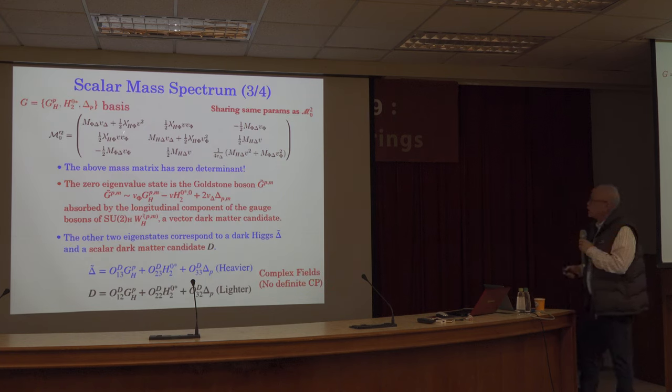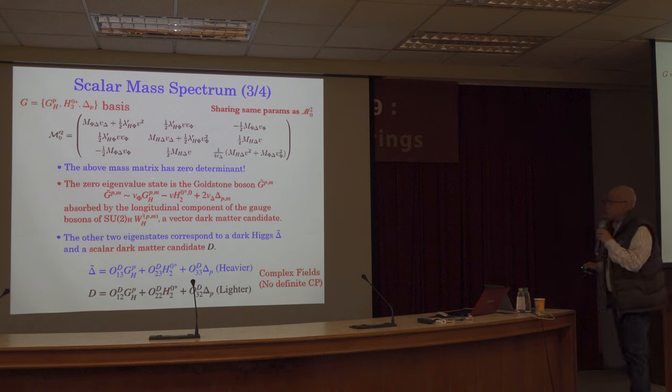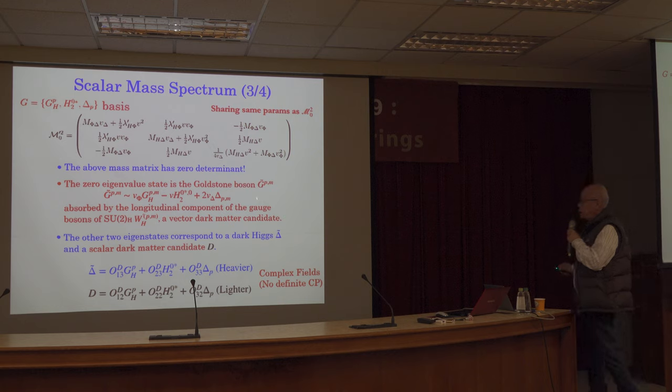The very important thing is the mass matrix for the complex scalars in the model, the H2 zero complex and the delta P off-diagonal triplet. They are given by this matrix and they have the same parameters. P is the mass matrix for the neutral CP even. The important thing, even though it's very complicated, is that this matrix has a zero determinant. And so this zero eigenvalue actually corresponds to the Goldstone boson. The physical boson is given here, and it will be absorbed by the longitudinal component of W prime in this model. And this can be a vector dark matter candidate. But we are not going to look at this possibility in this talk.